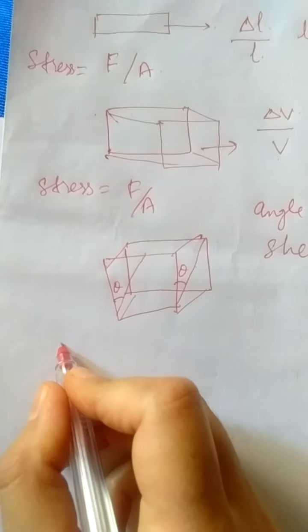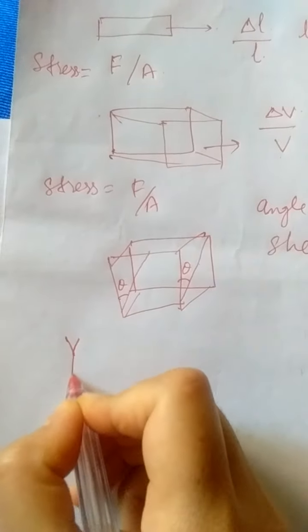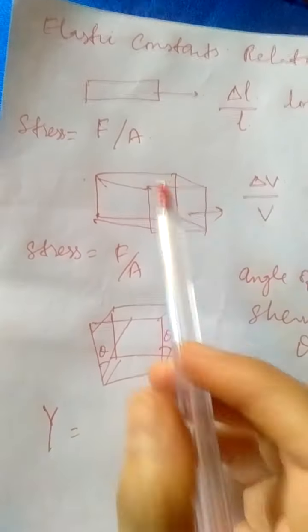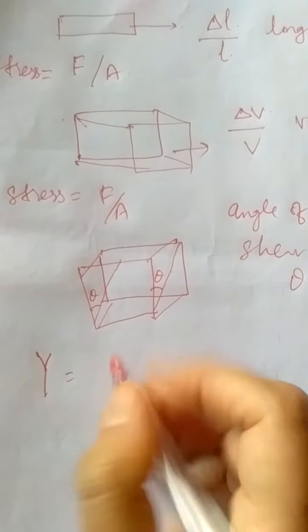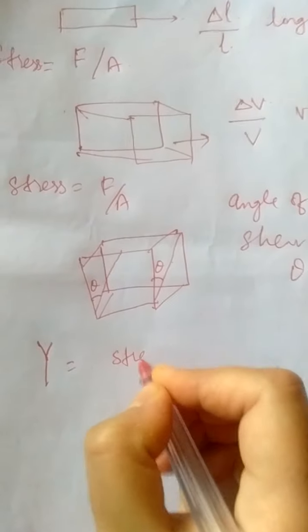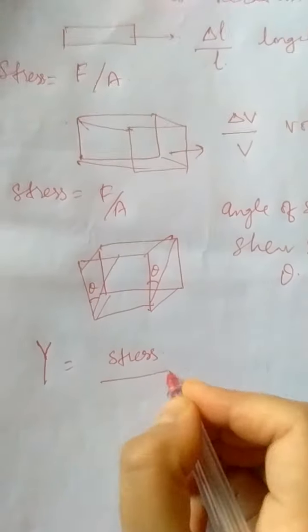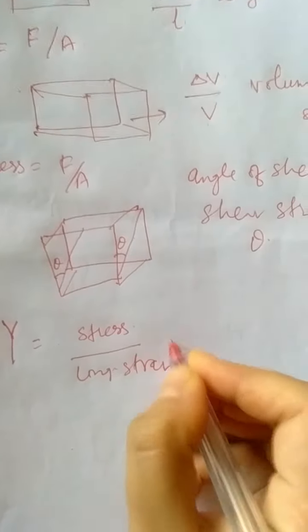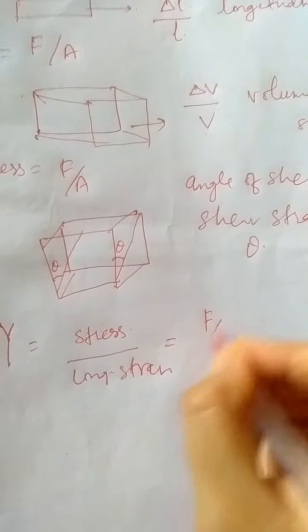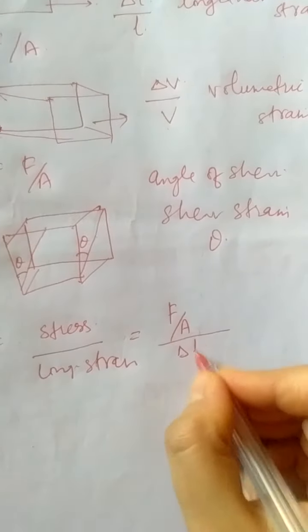The first constant is Young's modulus Y. It is defined in case the body suffers a deformation only along its length. So Young's modulus is longitudinal stress by longitudinal strain. And what is longitudinal stress? It is force per unit area. And what is longitudinal strain? It is change in length by original length.